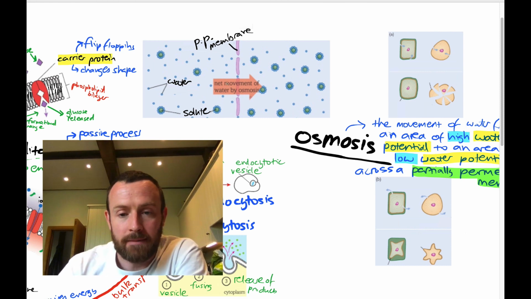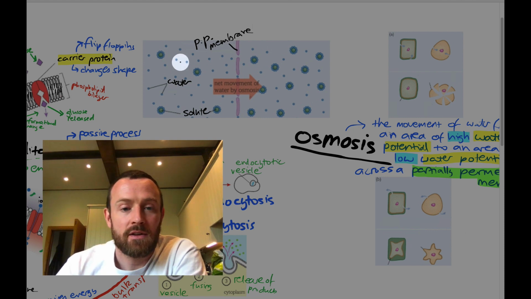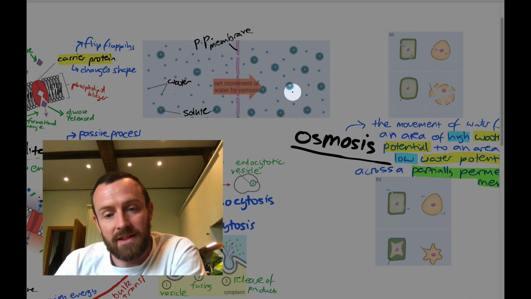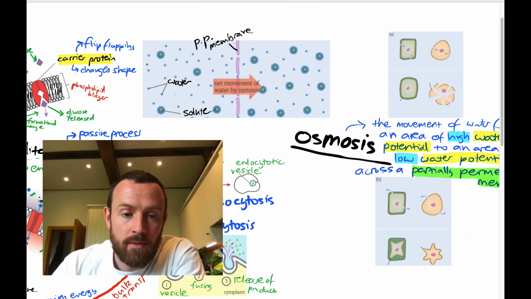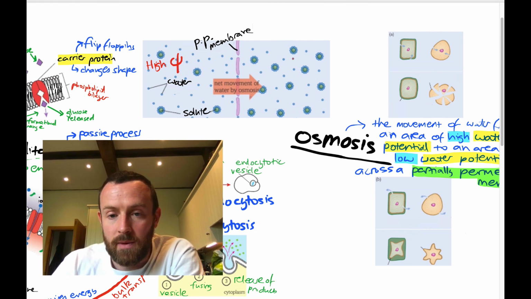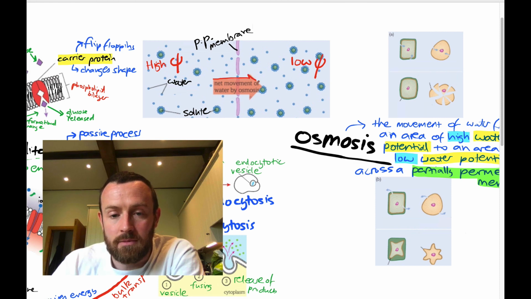So if you look at the left-hand side versus the right-hand side, there are more free water molecules, these little dots, on this side than there are here. We call that really the water potential. So we have a high, and this is the symbol we give, high water potential here. And over here we have a low water potential. So osmosis is the net movement of water.